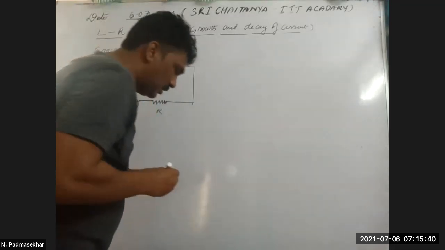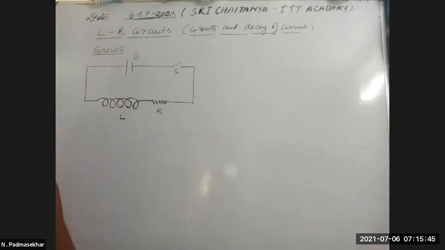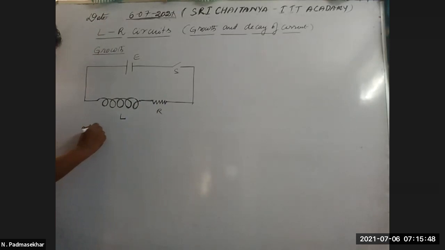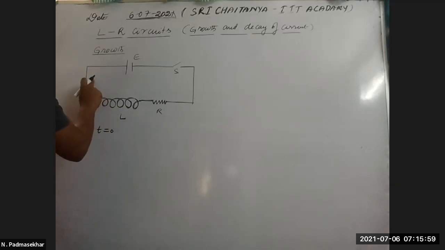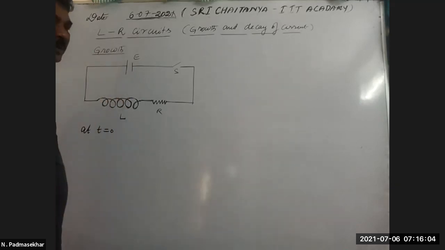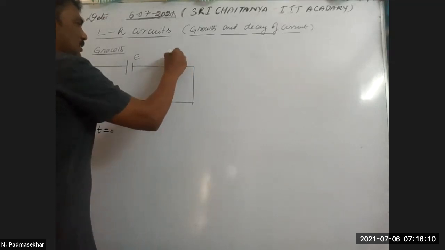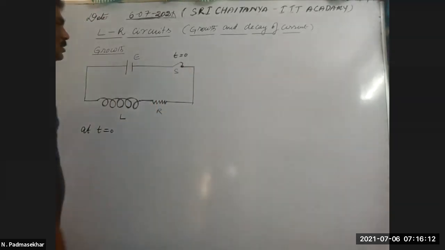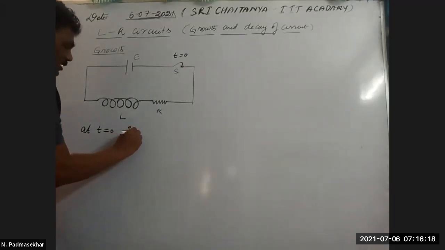So now at t is equal to 0, the initial state, the switch has just been closed. There is no current passing through this inductor. At t is equal to 0 there is no current passing through the inductor.